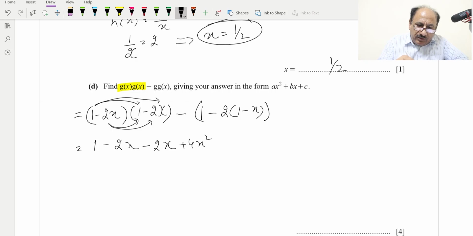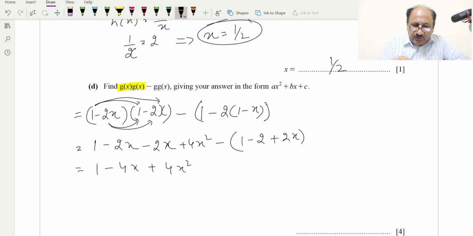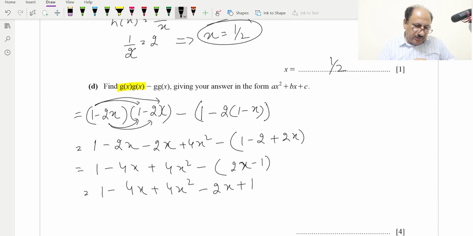And we will open the internal bracket first, so 1 minus 2 plus 2x, and then we can simplify 1 minus 4x plus 4x squared, and then we can simplify internal things, so it will be 2x minus 1, 2x minus 1, and this will be 1 minus 4x plus 4x squared, and open minus 2x plus 1. Now we can simplify. This will be equal to what?